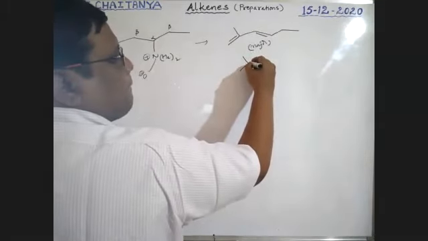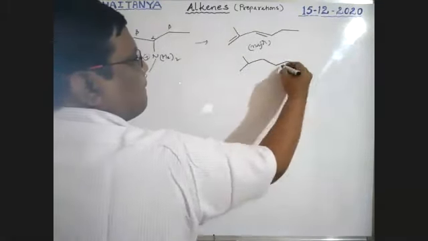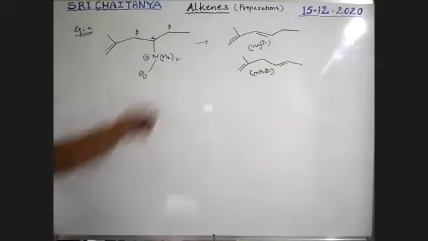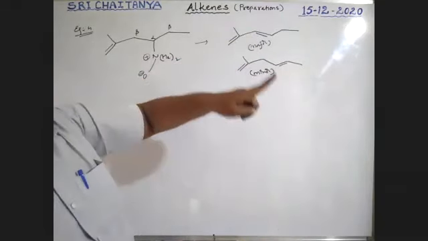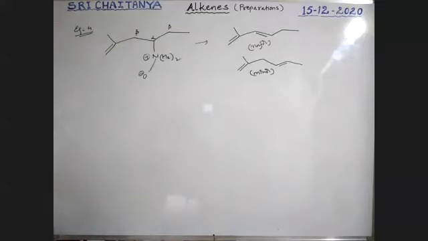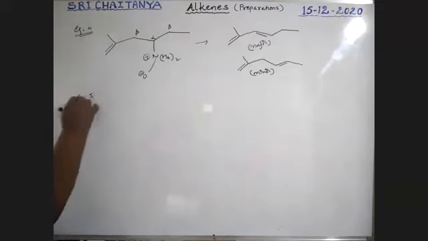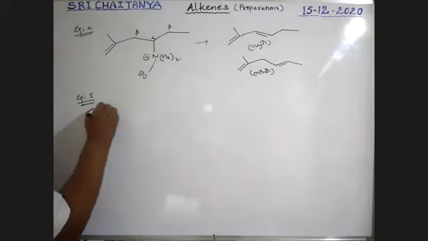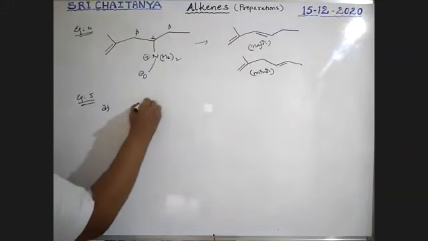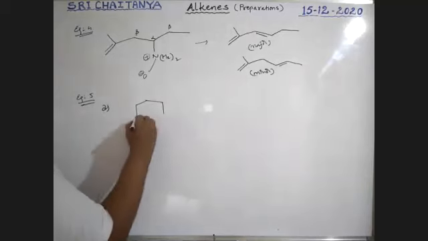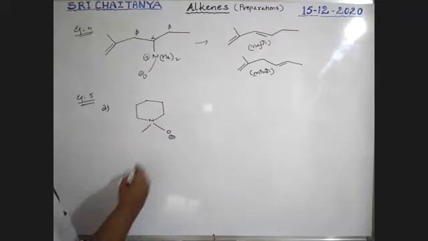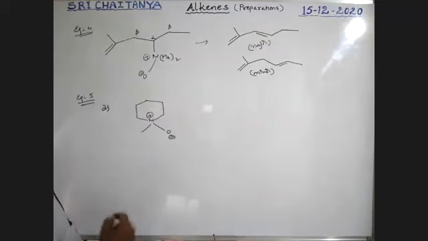Next, it is a minor one, because of conjugation. Wherever conjugation is there, that should be the major product. Next, example 5. See here, first one, A. This one gets positive charge. Tell me, boys. So what is the product?